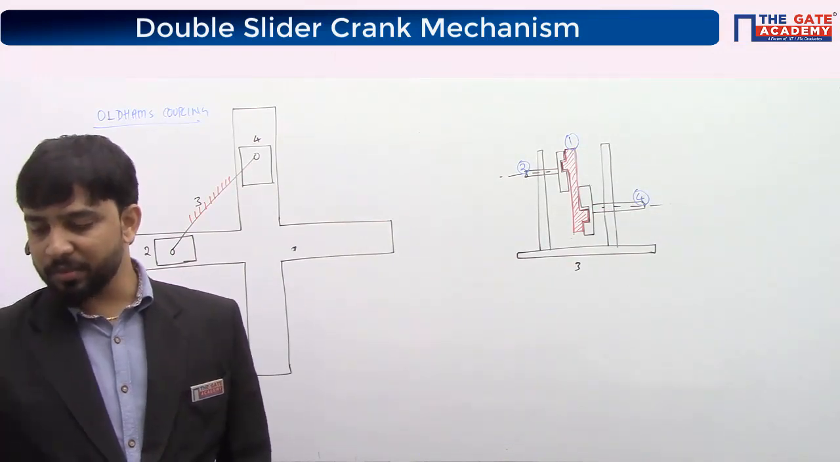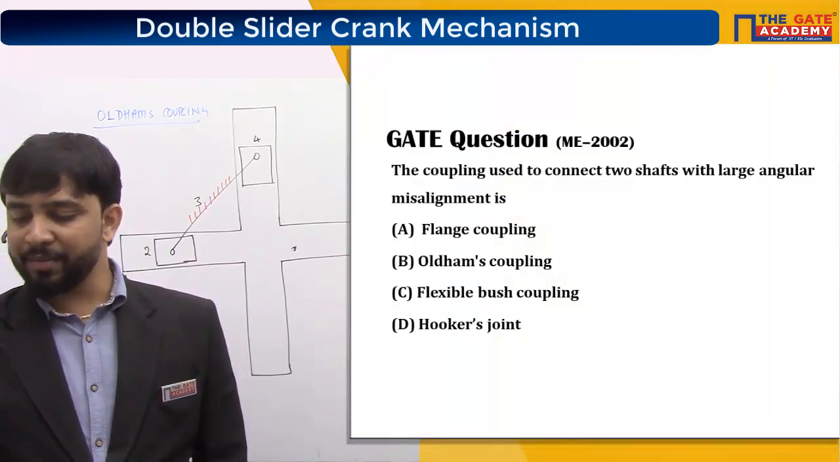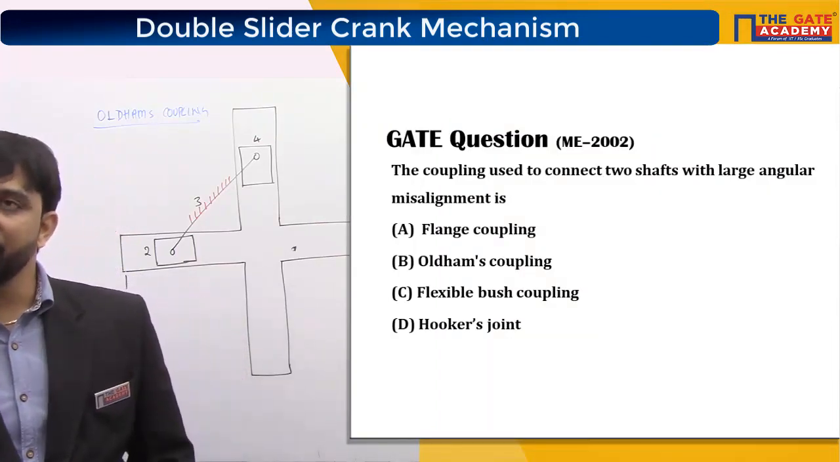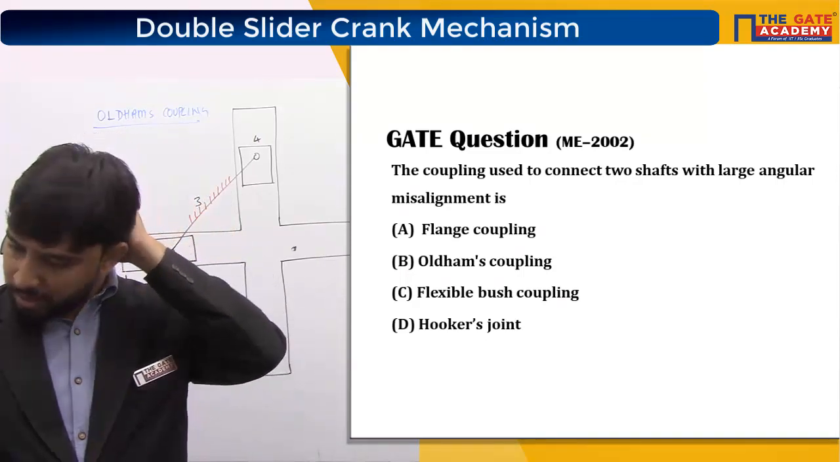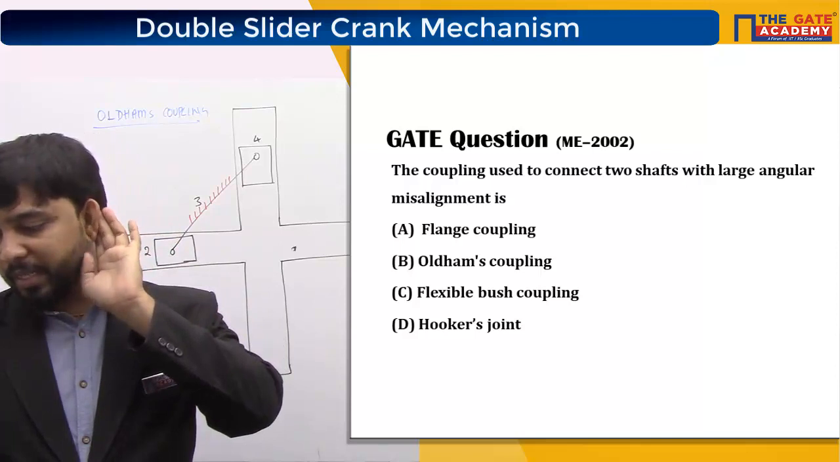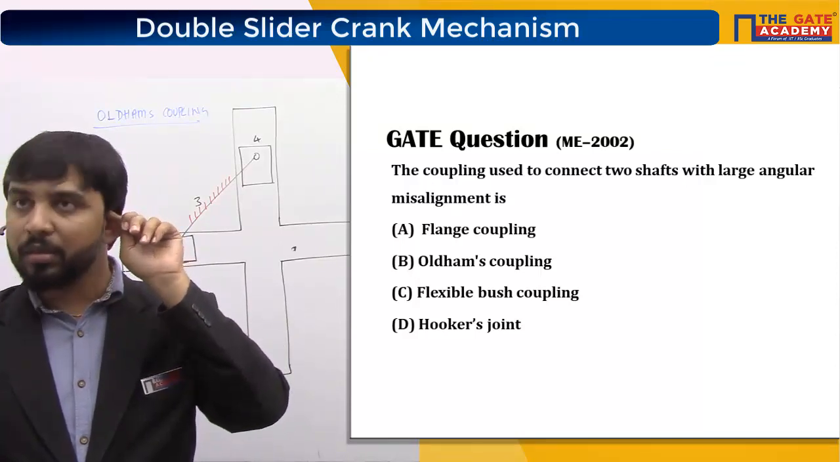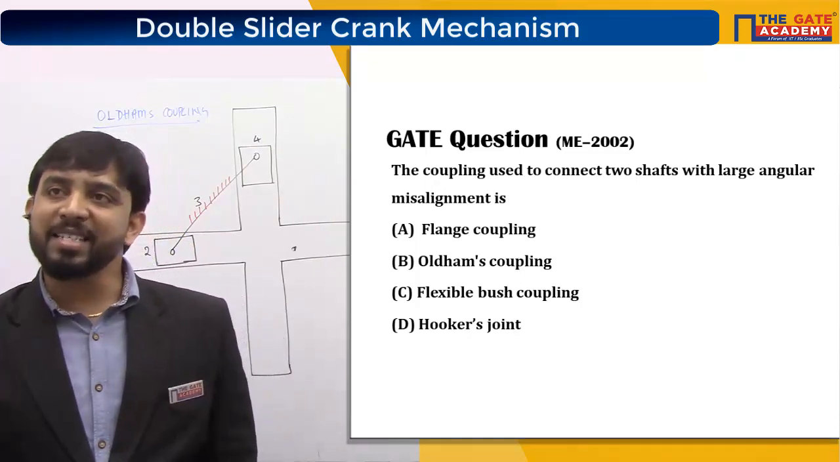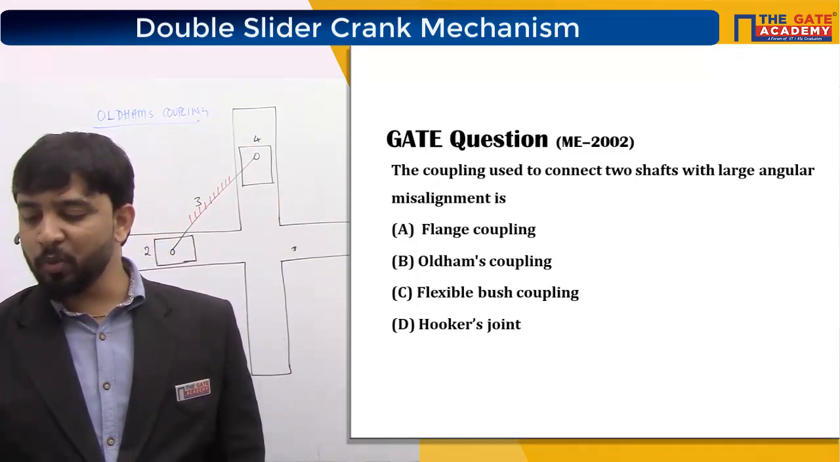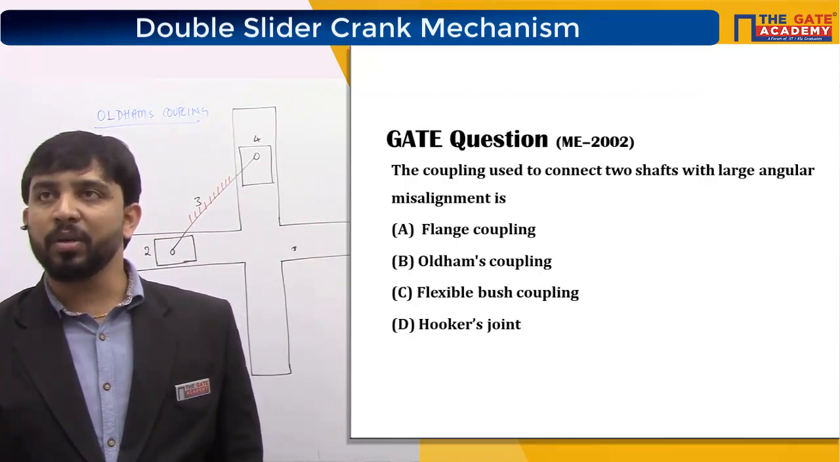What's the answer for this? The coupling used to connect two shafts with large angular misalignment is. So what's the coupling that is used for connecting two shafts with large angular misalignment? For large angular misalignments, we go for universal coupling or Hooke's joint, okay?